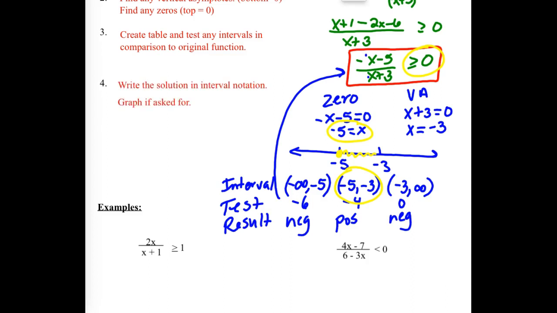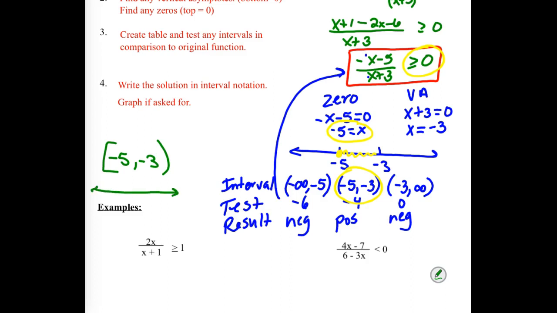we want to put it in interval notation. My final answer would be everything from -5 up to -3. Do I include the -5? Yes. So squared off bracket. Do I include the -3? What happened at -3? We had a vertical asymptote, right? We said we never include those. We can't ever touch the vertical asymptote. Okay? So that's my final interval notation.